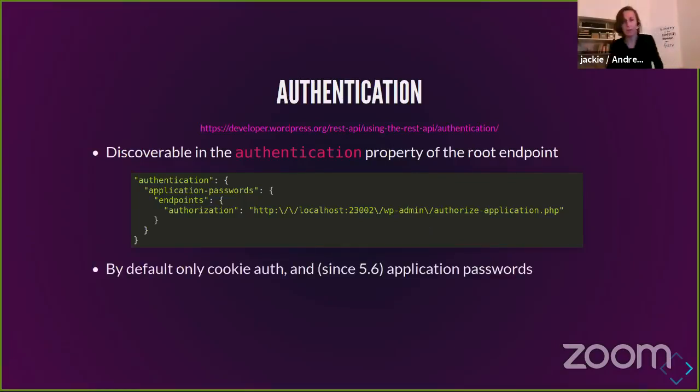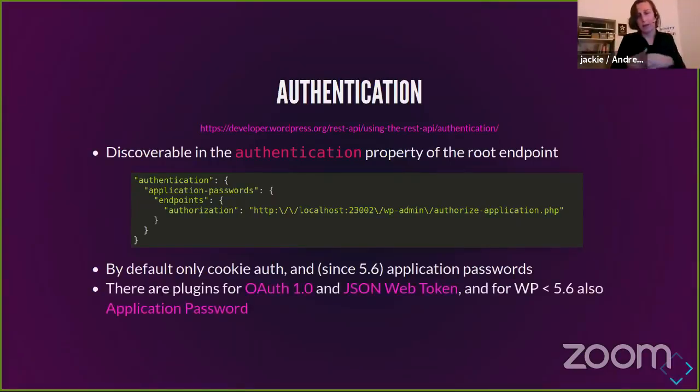And by default, only cookie auth is available. And since WordPress 5.6, also application passwords. But there are other authentication methods for which you have plugins. If you want to use OAuth 1 or JSON Web Tokens, there are plugins for that. And also, if you have a WordPress that is older than 5.6, then you could use the Application Passwords plugin, which just provides the same thing.